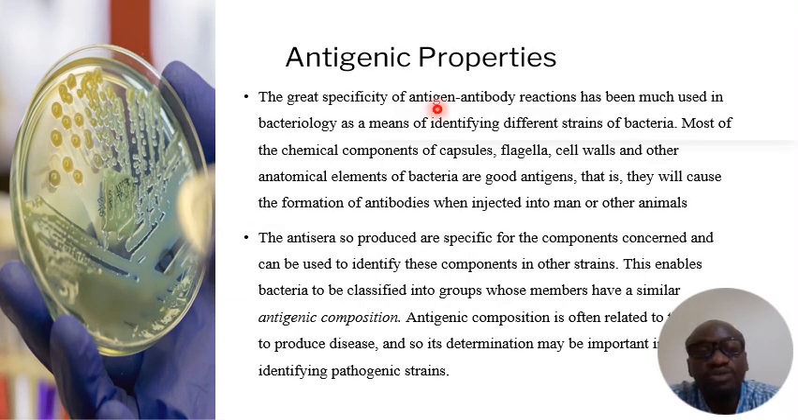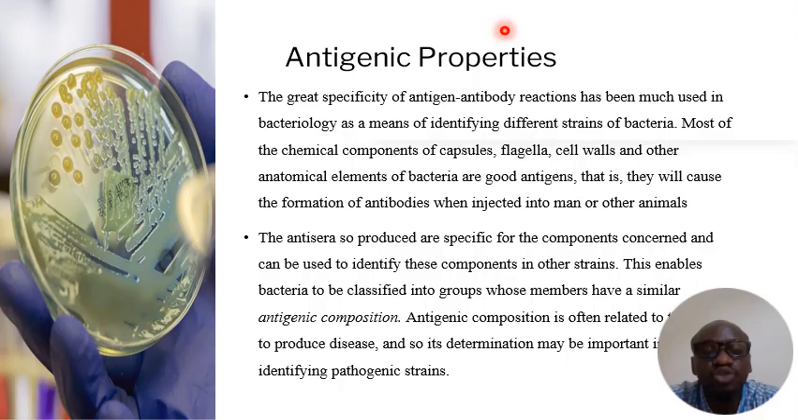I mentioned briefly the other time about the antigenic properties of bacteria. Bacteria can also be classified based on their antigenic properties. It is a kind of specificity of antigen and antibody reaction that has been used in bacteriology as a means of identifying different strains of bacteria.